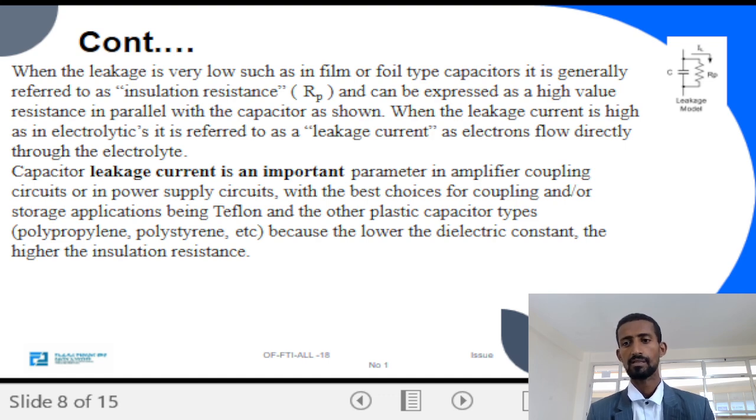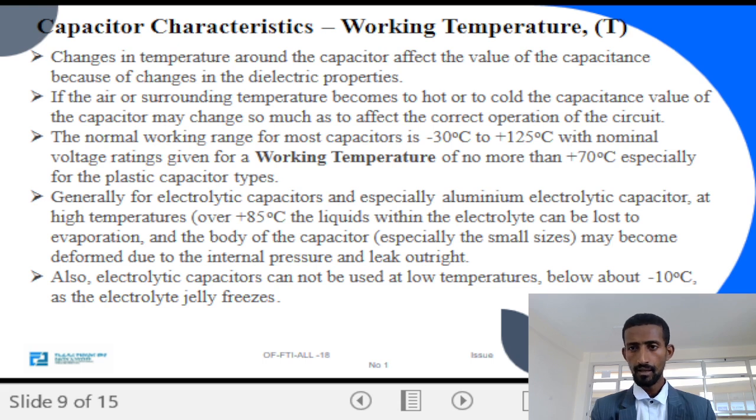Capacitor leakage current is a very important parameter in amplifier coupling or in a power supply circuit. The best choices for coupling or storage applications are Teflon and other plastic capacitor types, such as polypropylene or polyethylene, because the lower the dielectric constant, the higher the insulation resistance. So you should consider the leakage current of a capacitor while buying from a market.